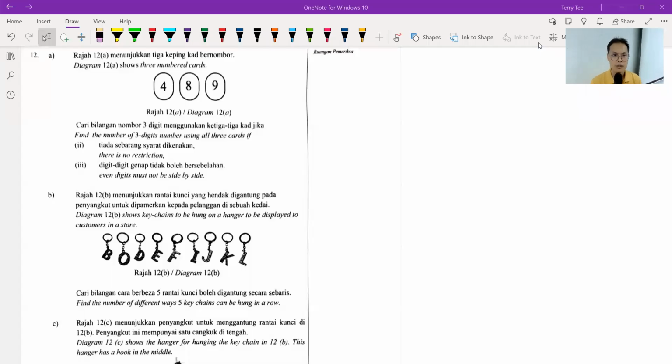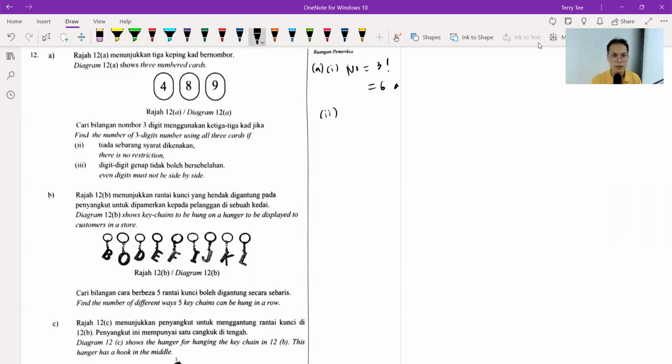Okay, question number 12. This is from permutation and combination. We have 3 number cards: 4, 8, and 9. You're finding the number of 3-digit numbers that can be formed using all 3 cards if there's no condition. When there's no condition, the number of ways to arrange them is just 3 factorial, and 3 factorial is 6. Remember, 3 different cards, there are 3 factorial ways to arrange them, or you can say 3, 2, 1.